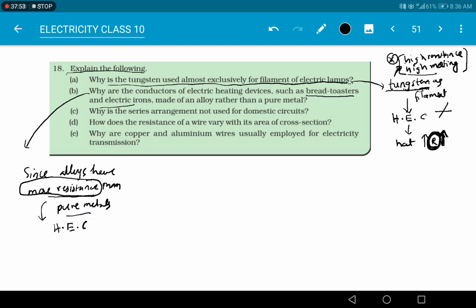than pure metals. So pure metals have less resistance. So when you are mixing metals with one another, we are going to get a combination, another kind of material. So those are known as alloys.